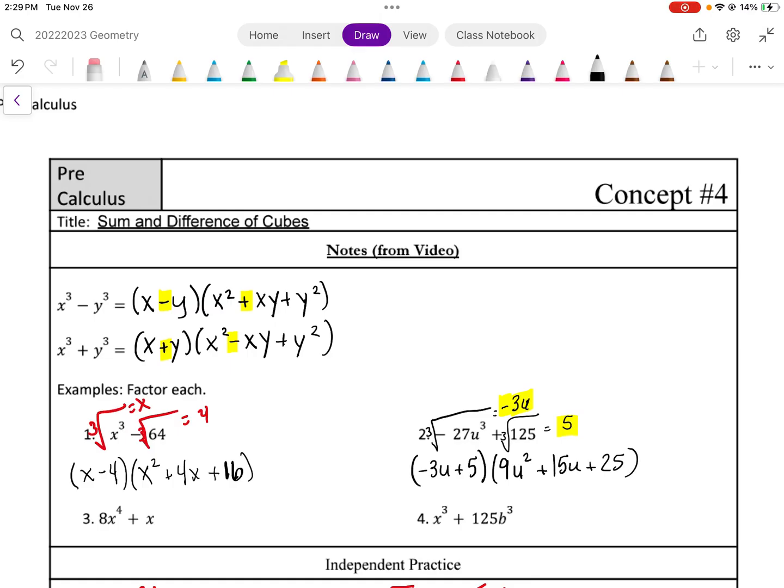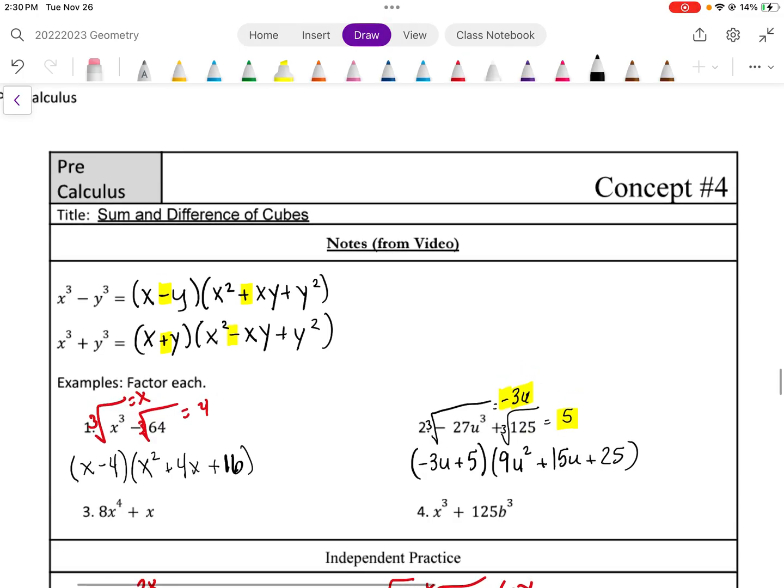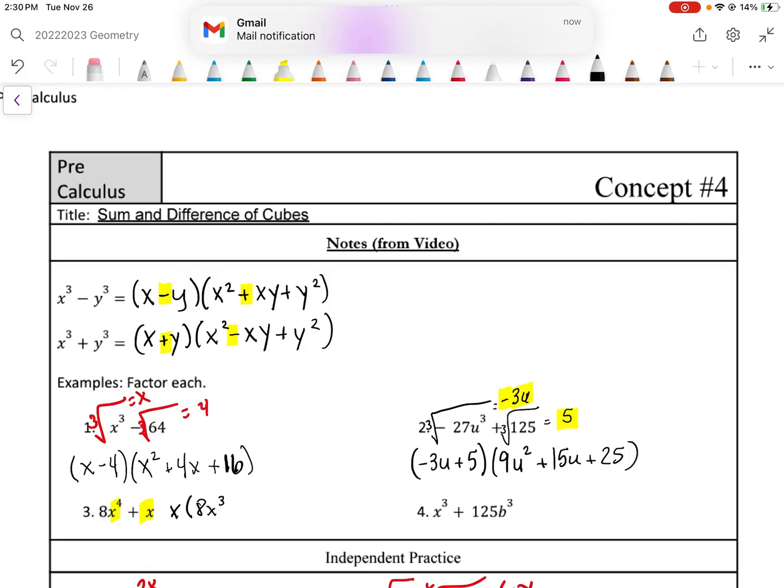And there you go. Now, number 3, there is something important that we have to do first, because if you're looking at this, 8x to the 4th is not a perfect cube, and neither is just an x. But there is a factor that I could factor out. I could factor an x out of everything. If I factor an x out, I get 8x cubed plus 1. And just like that, now I do have perfect cubes. I'm just going to leave that x out in front. It's along for the ride, but I can factor this now.